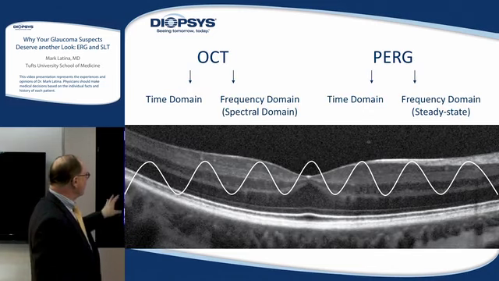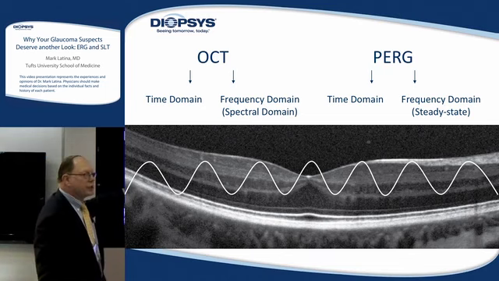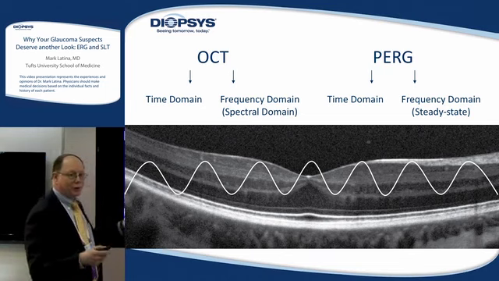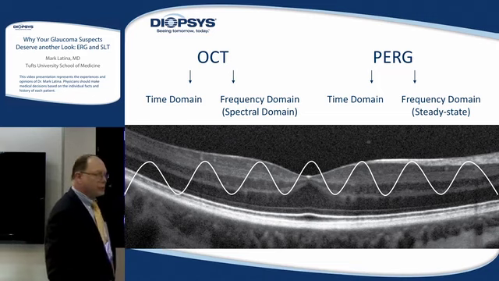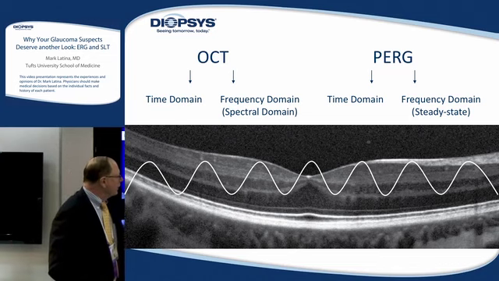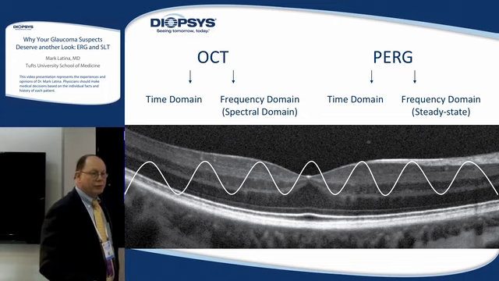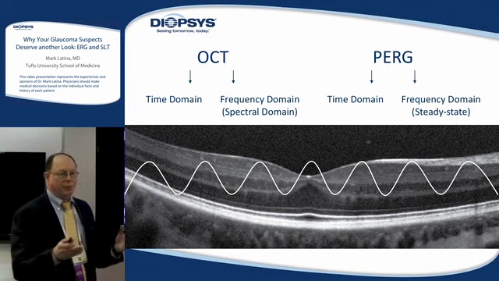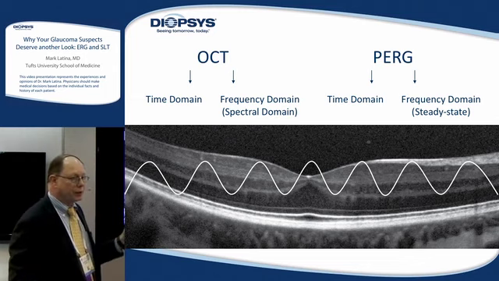So what Diopsys has done and what we're doing here is, like OCT, we've moved from the time domain, which was the original OCTs, to a frequency domain using fast Fourier transform mathematics. Likewise, in PERG, there was transient VEP, which is a single sort of flash, versus the frequency domain, which is a steady state, which is a more prolonged flash with an exposure to the stimuli, creating a steady state response.